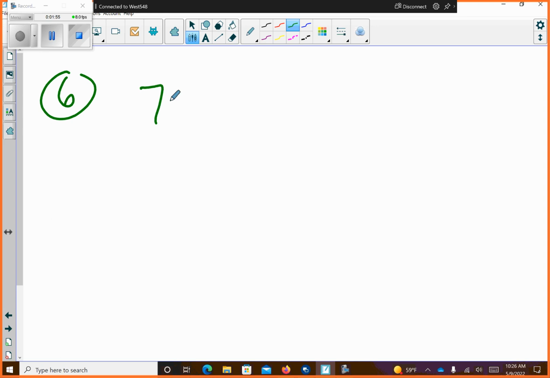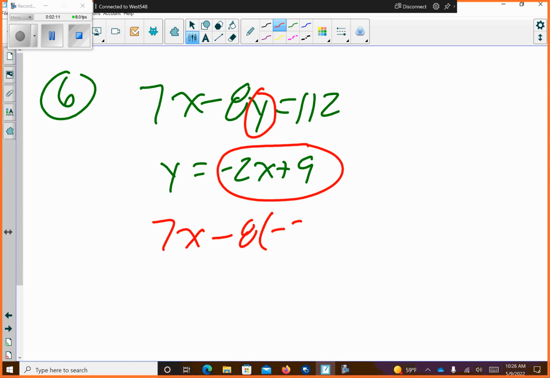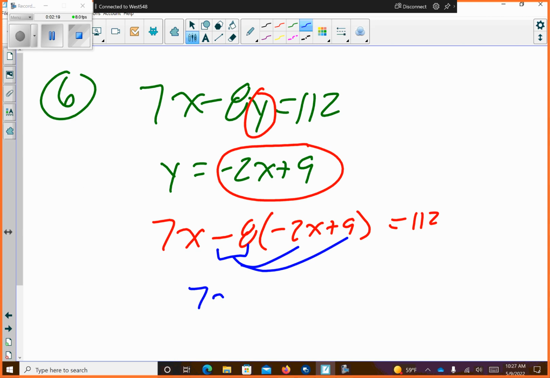So I get 7x minus 8y equals 112. Then I get y equals negative 2x plus 9. All right, so this here can go in for here. So I get 7x minus 8, parentheses 2x plus 9. That's where y used to live, equals 112. Make sure you distribute the negative to both of those.